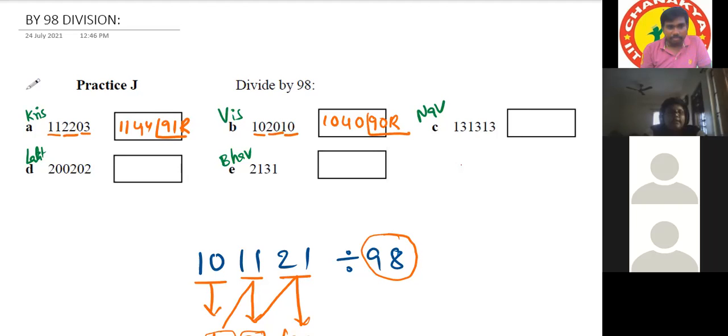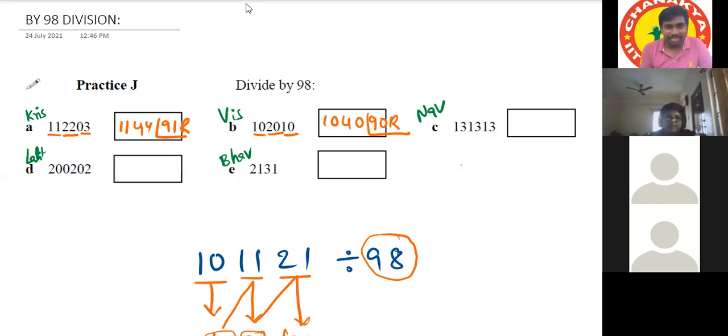Correct. Sir, you said you will teach us to turn these remainder and quotient into decimals. Yeah, I will tell. Not in this class, I will tell in the next class how to convert remainder to decimal.